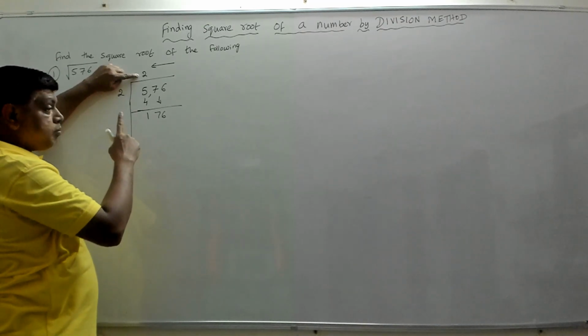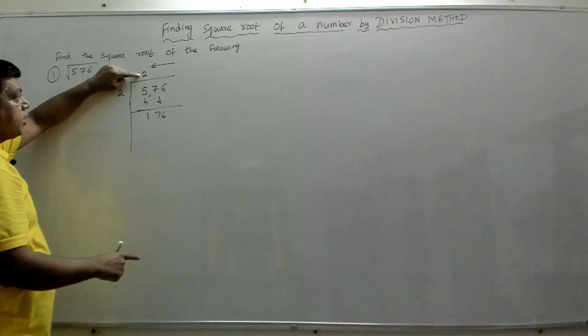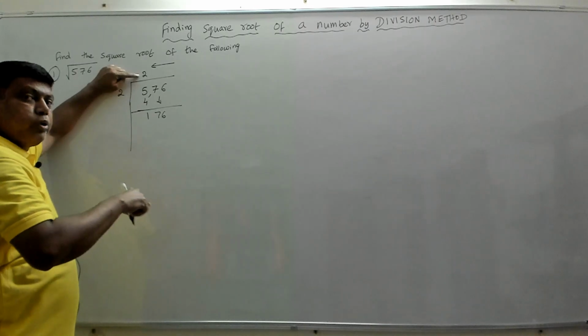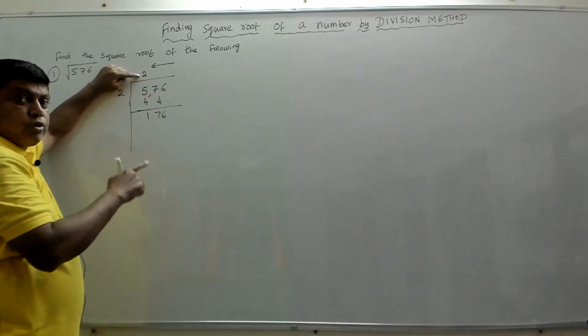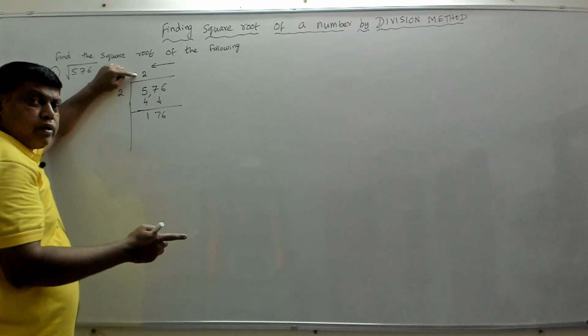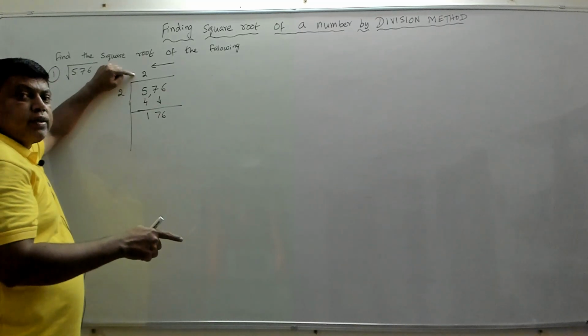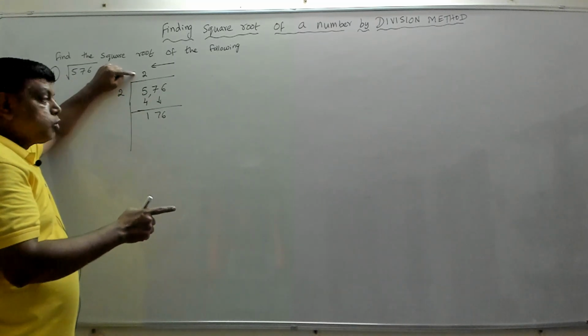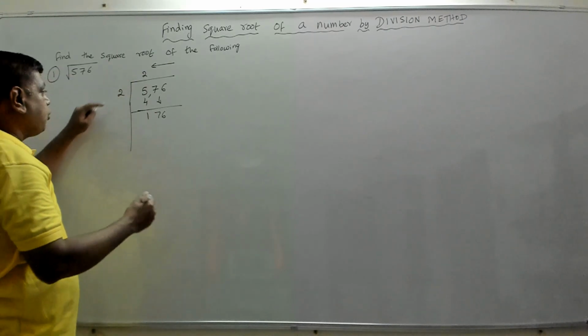Then whatever number is here, we must multiply this number with 2. Since we have a 2, then 2 into 2. Suppose if it is 3, then we should do 3 into 2. If it is 4, then we should do 4 into 2. So whatever number is here, you have to double that number. So 2 multiplied by 2 is 4. So write that 4 here.